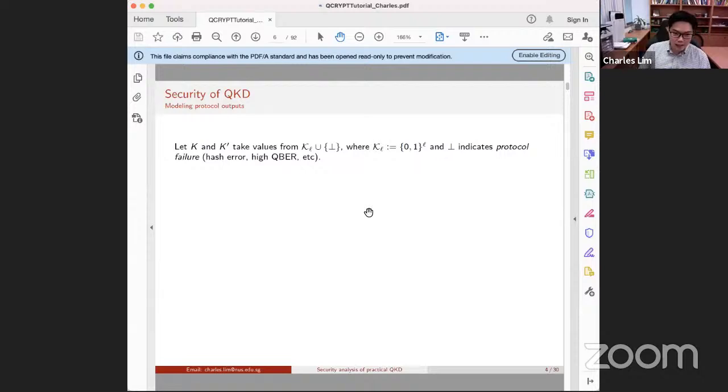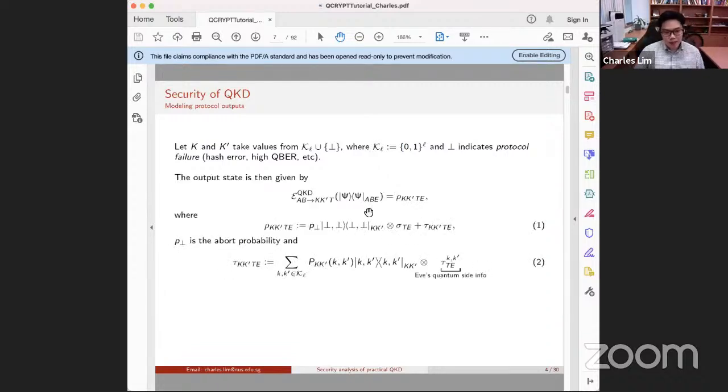And this failure can happen due to many reasons. One of them could be because your error verification has failed, and Alice and Bob don't end up with the correct key after error correction, or during the parameter estimation phase, in which Alice and Bob realize that the error is too high, and then they abort the protocol and they restart again.